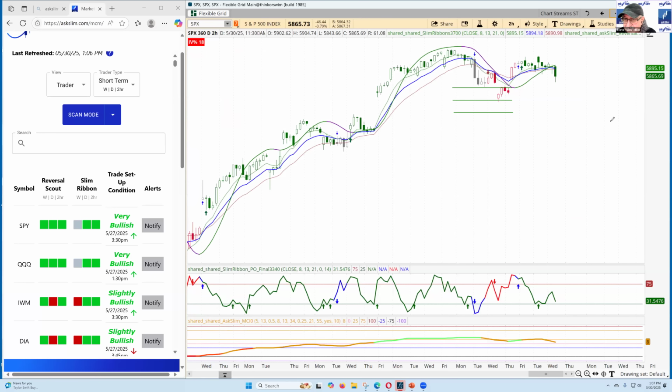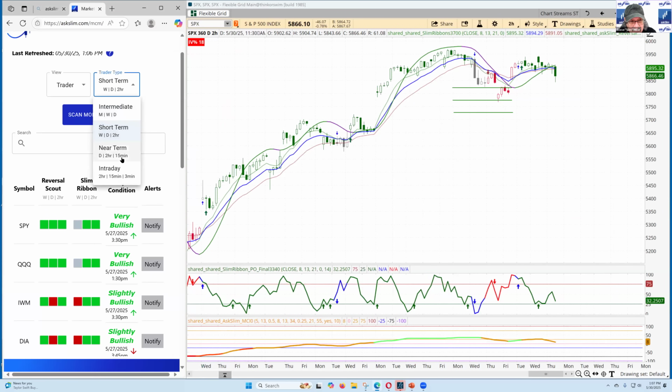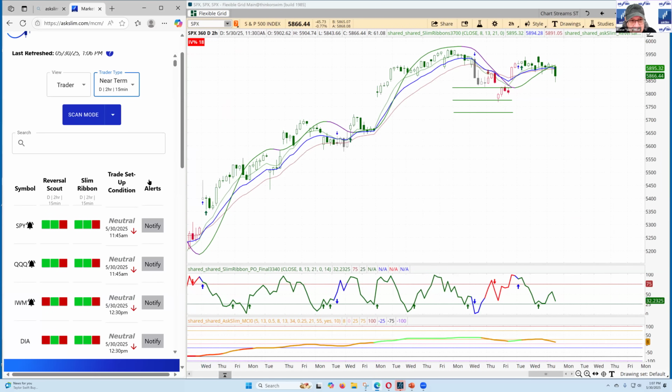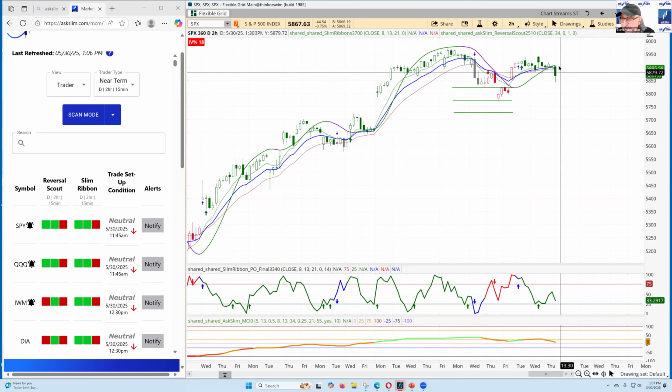So if I look at the intraday and the near term, as we look right over here, you could see that these trade setups are neutral. In other words, they were bullish. You just got some downticks in here today, and they went to neutral. This still isn't negative. We still have a positive green here on the slim ribbon PO. This is still pointing up when you look at the slim ribbon, and you look at the reversal scout. So we haven't really had anything roll over here.